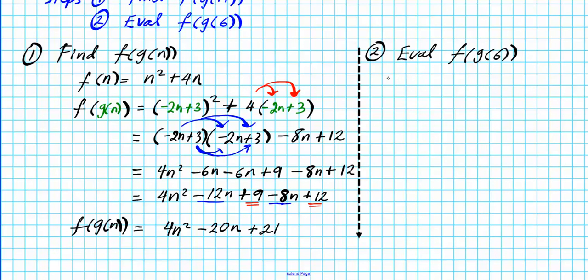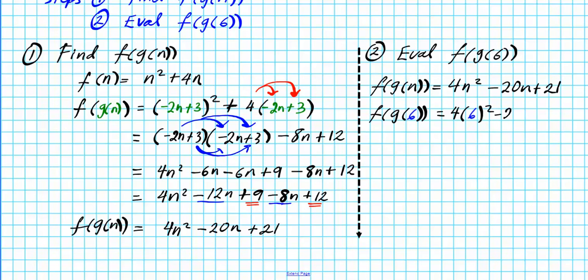Okay, so let's rewrite f of g of n again. F of g of n is equal to 4n squared minus 20n plus 21. So f of g of 6 just simply means that we're plugging in 6 into all the n's in this composite function. All right, so 4 times parentheses 6 raised to the second power minus 20 times 6 plus 21.